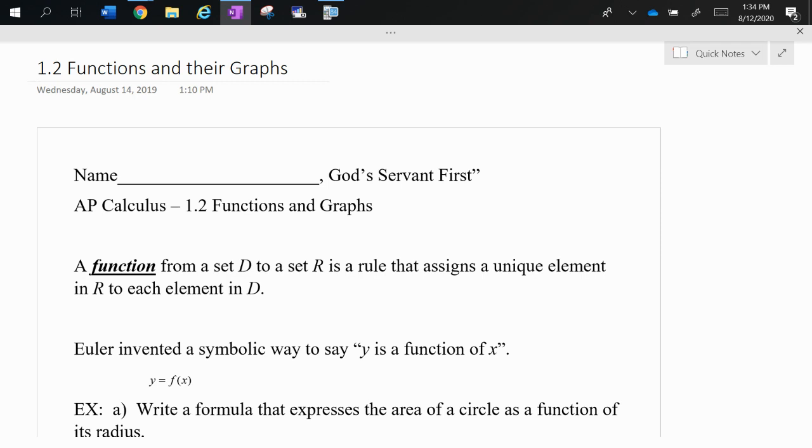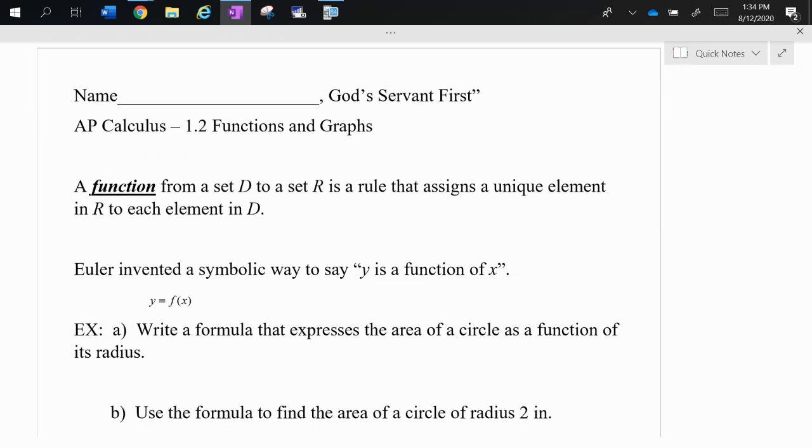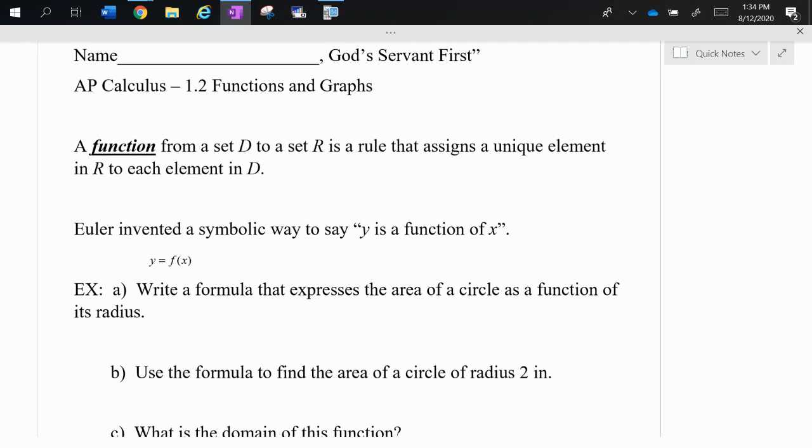We're going to talk today about functions, a little bit about functions and graphs and domain and range. Your textbook tells us that a function from a set D to a set R, that would be domain and range, is a rule that assigns a unique element in R to each element in D. Now, that to me is a little confusing. We could just say that each element in D is paired with exactly one element in R. We remember that as a function. Each member of the domain is paired with exactly one member of the range, a unique element, exactly one.